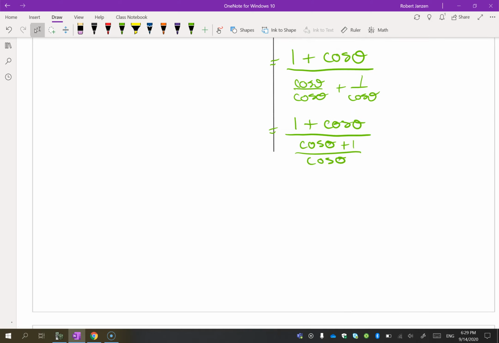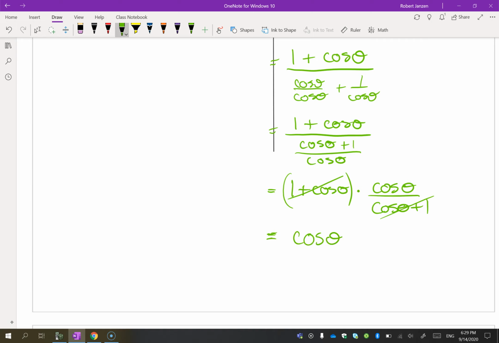Are you seeing it now? So I have 1 plus cos, that's my numerator. And then instead of dividing, I'm going to multiply by the reciprocal. Cos over cos plus 1. Okay, and the cos plus 1 and 1 plus cos cancel out because 1 plus cos divided by 1 plus cos is 1, and you're left with just cos. So the left-hand side equals the right-hand side, and you're done.